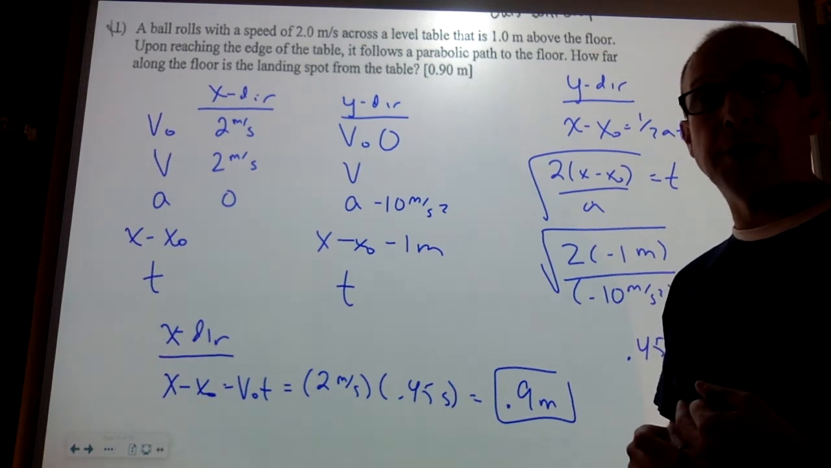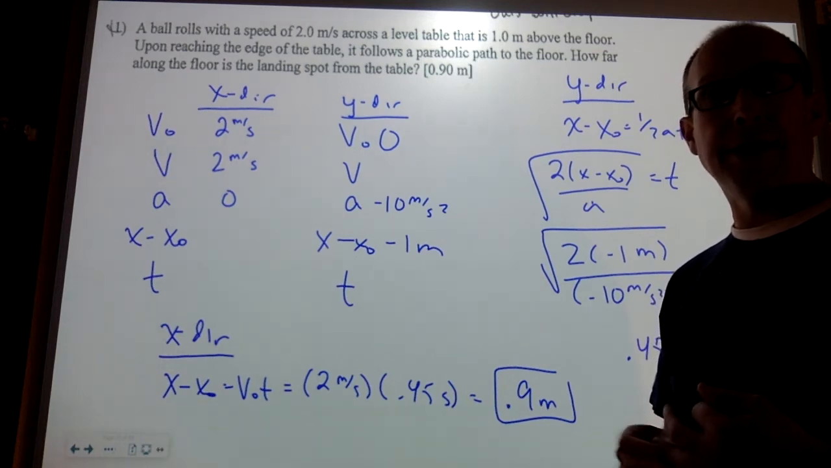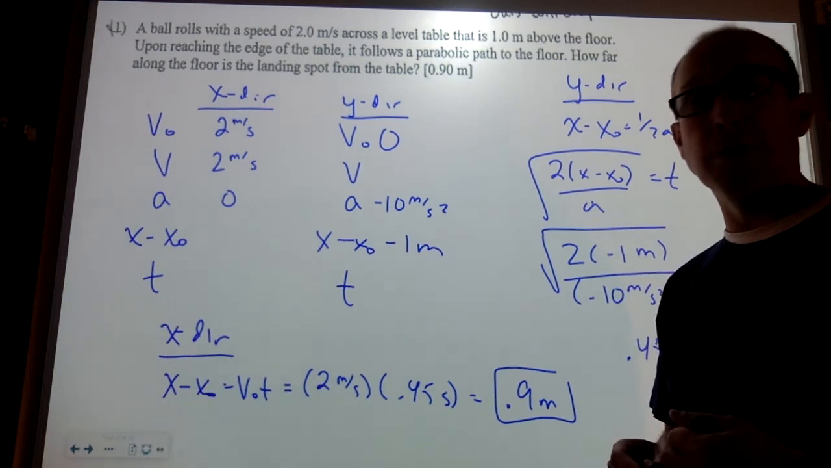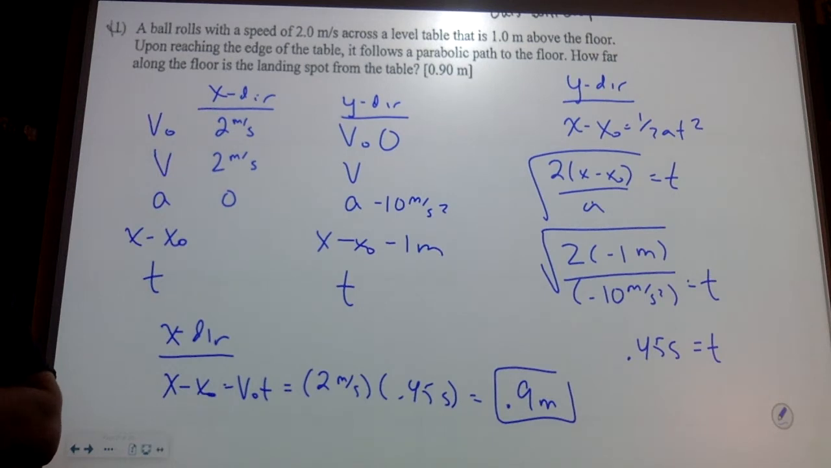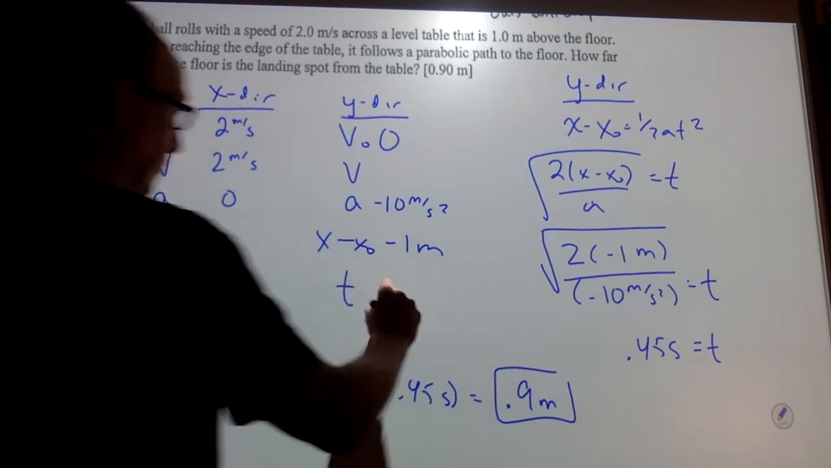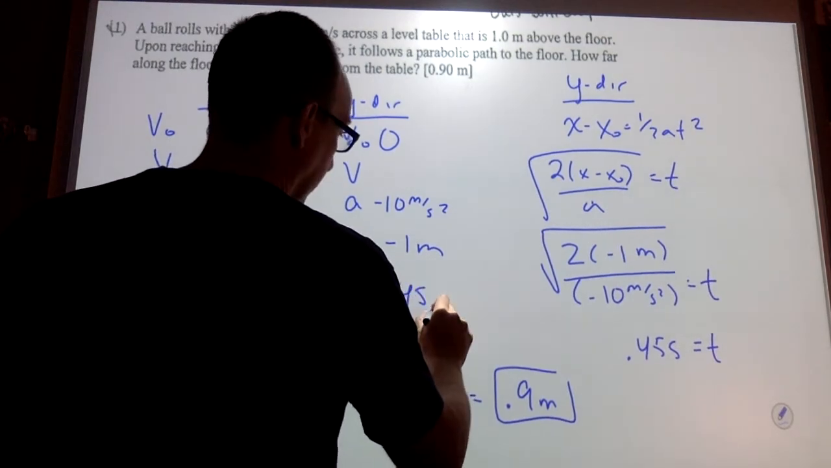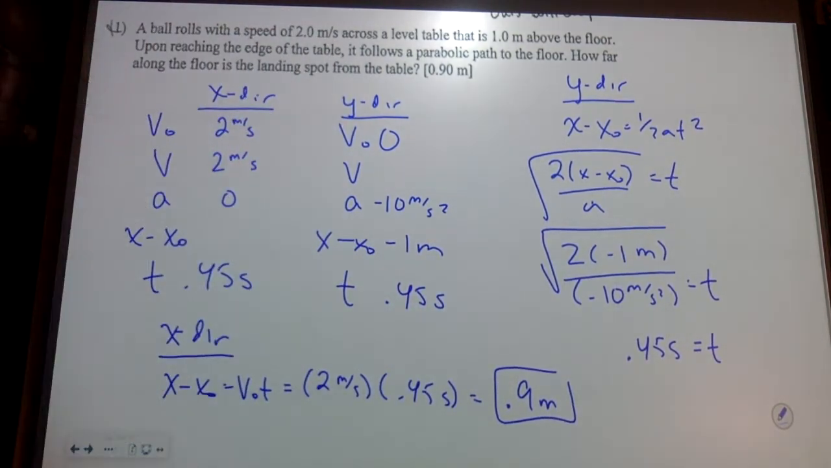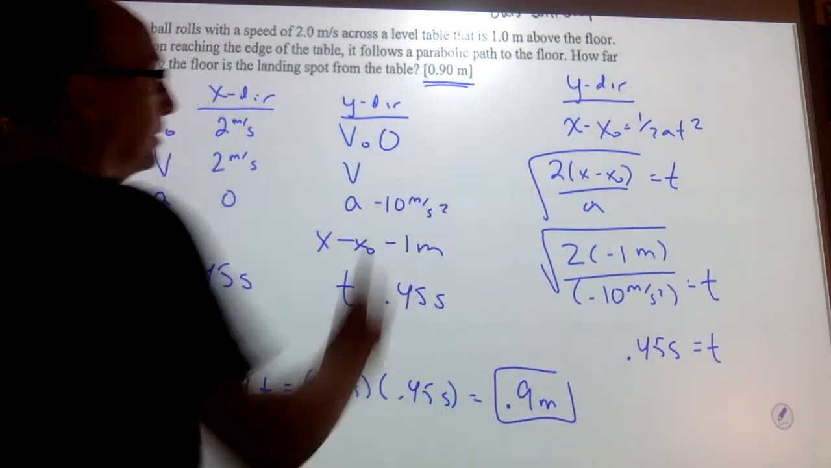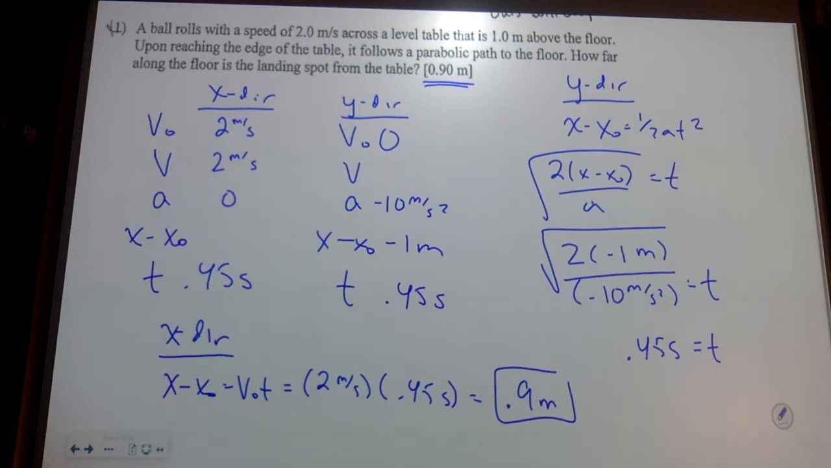I filled in a chart in the y direction with the initial velocity of 0, an acceleration of -10, and a displacement of -1. I used my y direction to solve for my time, which is 0.45 seconds. And then that was the same time for the x direction. And so I did get the same answer as they gave us at the end of the problem.